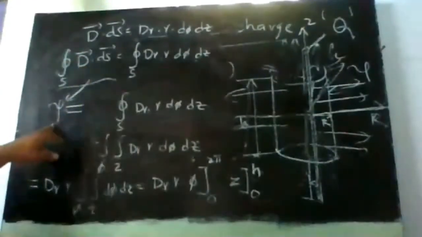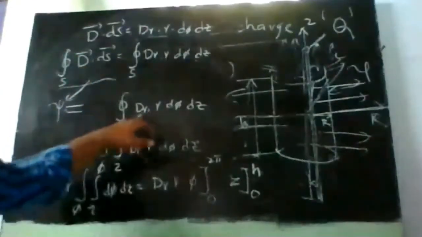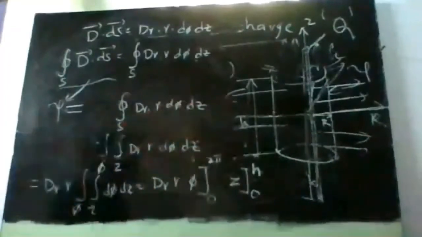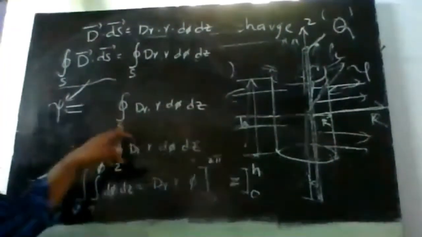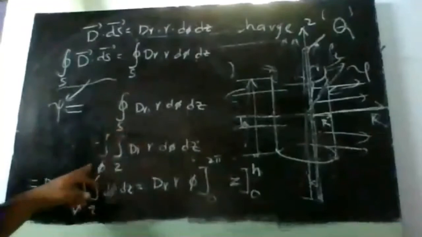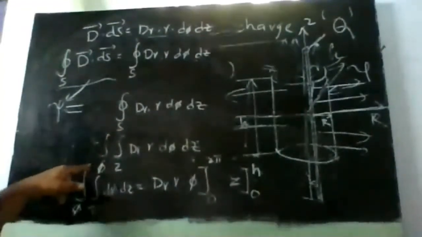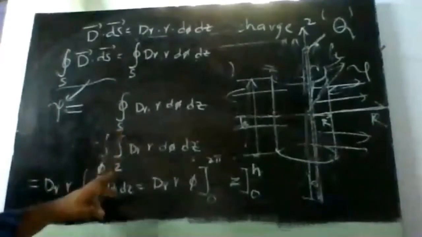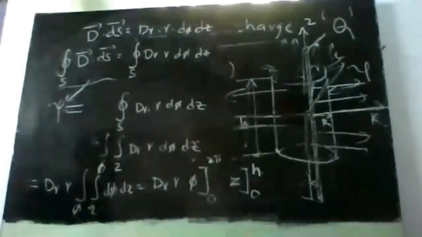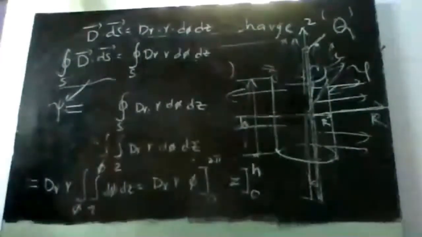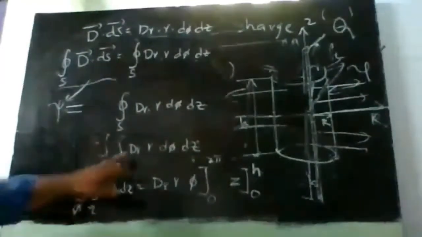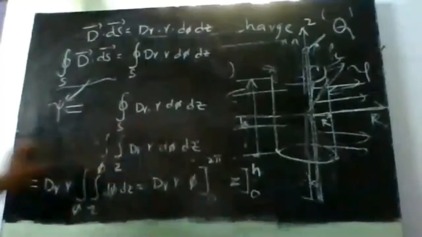So psi is equal to the integral of Dr d phi dz. This is a closed surface integral, representing a double integral: one integral is done with respect to phi, the other with respect to z. Dr and r are constant, so I'll put them out.